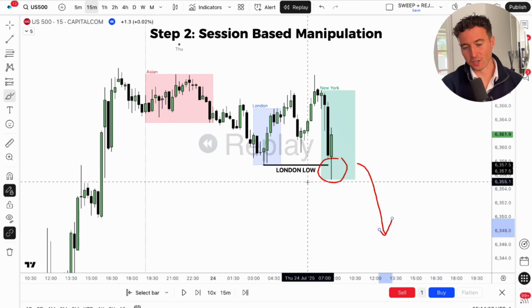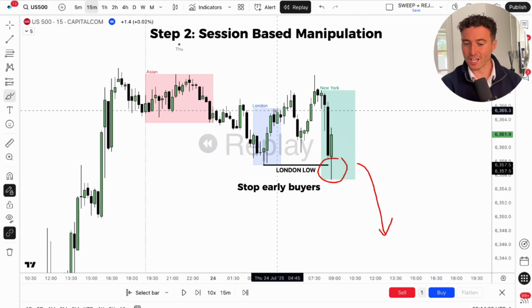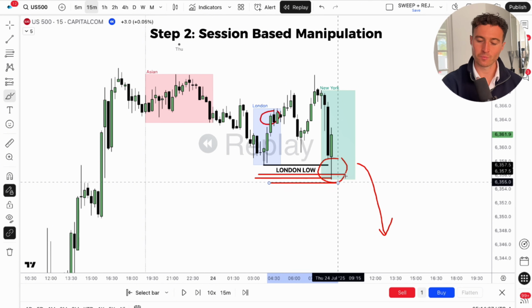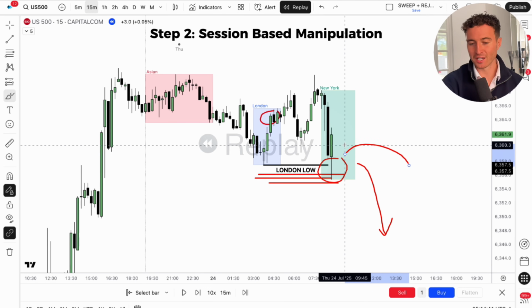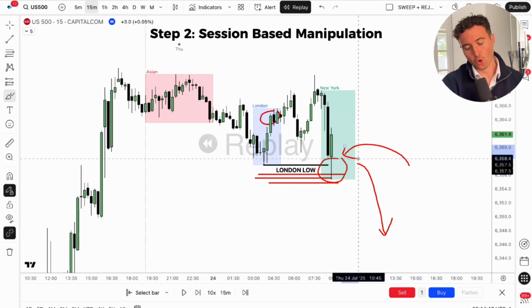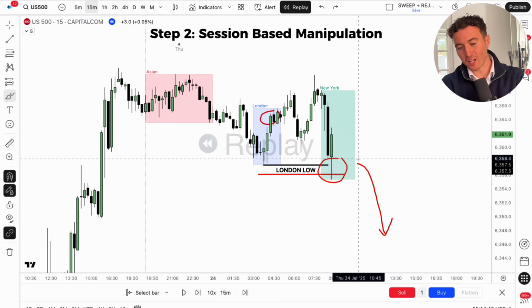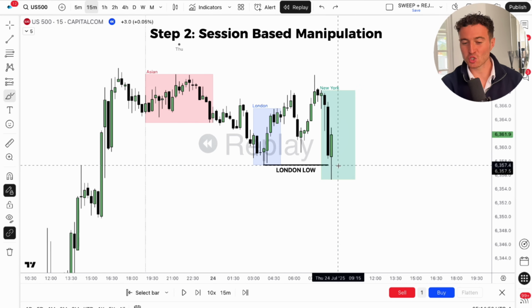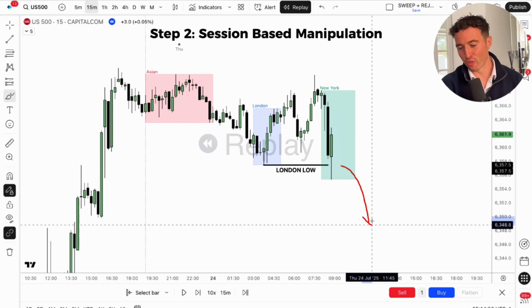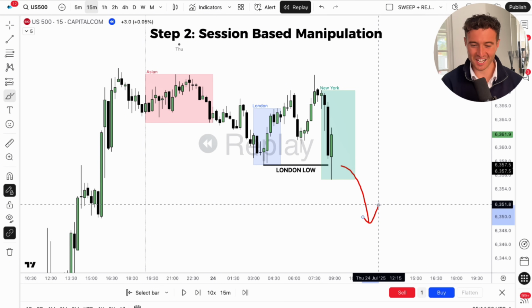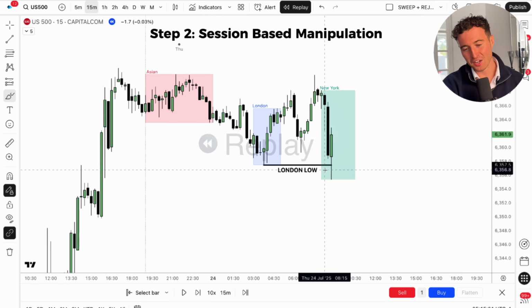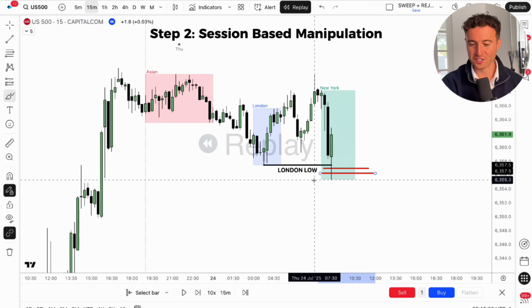What this is also going to do is stop out any early buyers from the London session, because their stop losses will be resting below the London session low. So not only is this stopping out early buyers in the market, it's also inducing traders short into this market, and so they are going to be on the wrong side of the market. Something very important to note here is it doesn't matter if we body close below this level.